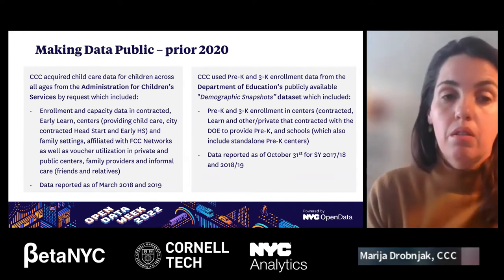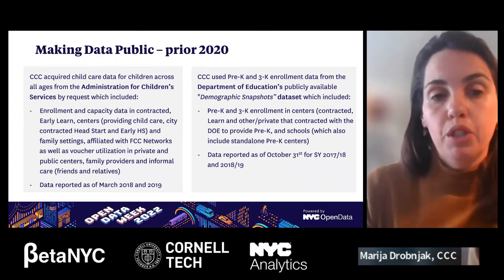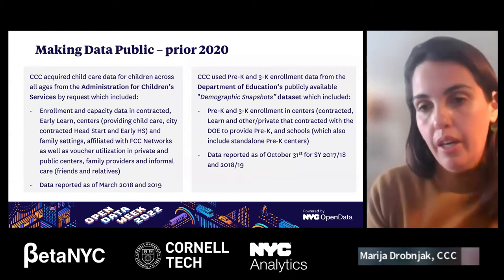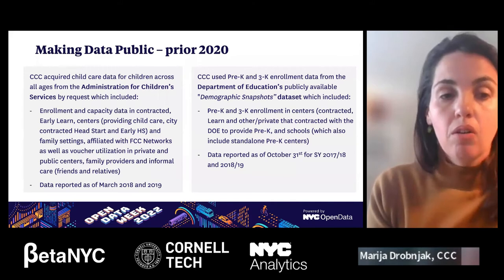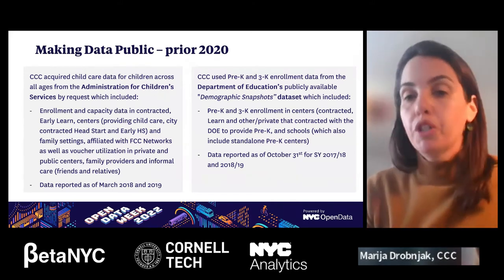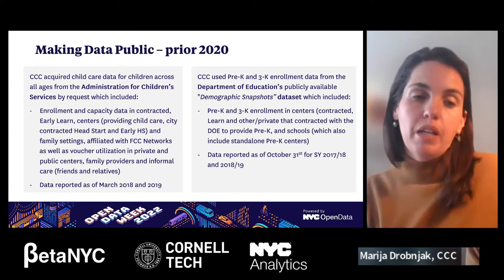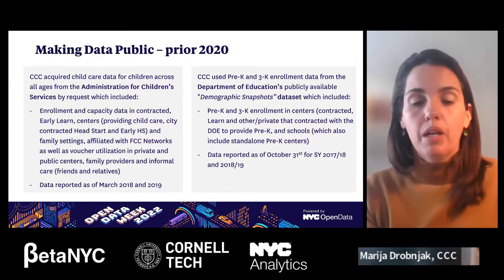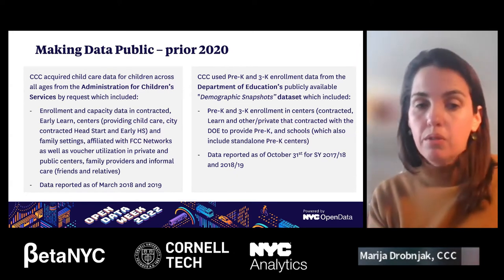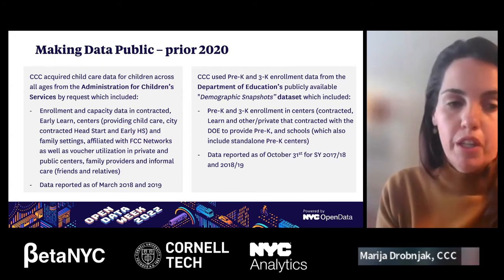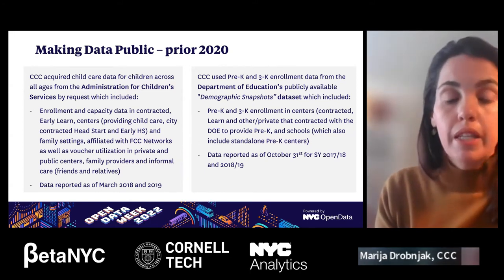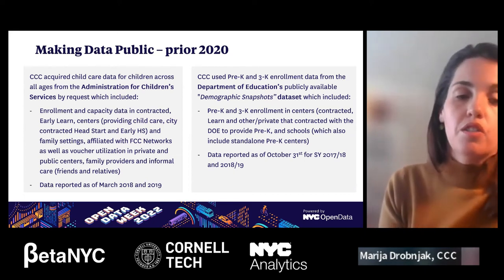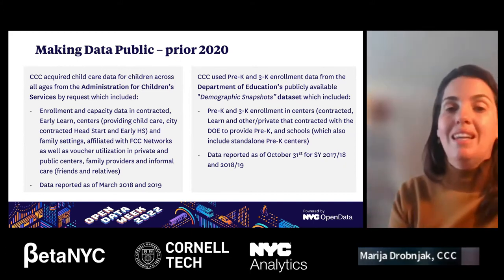So we really put in an effort to get the data from Administration for Children's Services, with the site-level data on enrollment and capacity in contracted care, EarlyLearn centers and family, and also for voucher utilization for all children. As we know, that part of the system was providing care for children across all age groups. And typically it would be care that is full day, year round, because it's really meant to support working families. So in our data set, everything up to 2020, you will see that from the ACS, it's data as of March in 2018 and 2019.